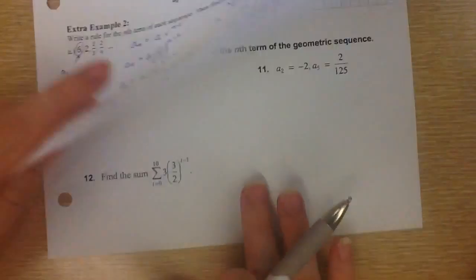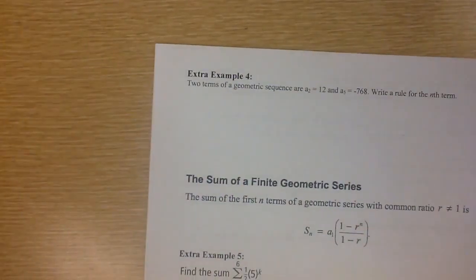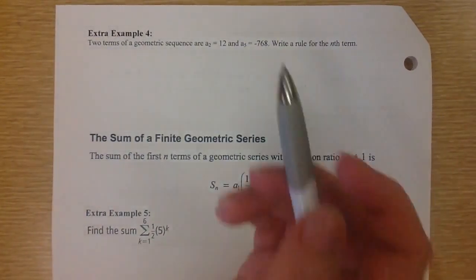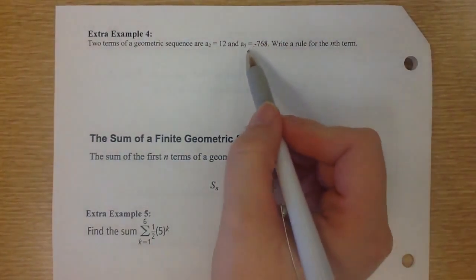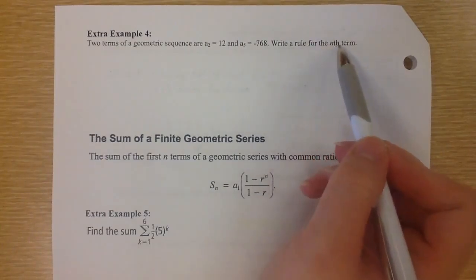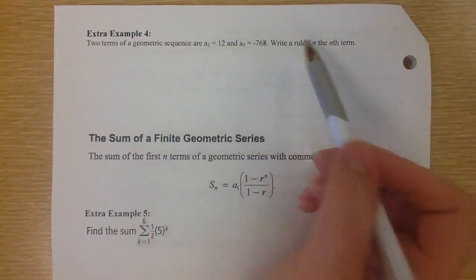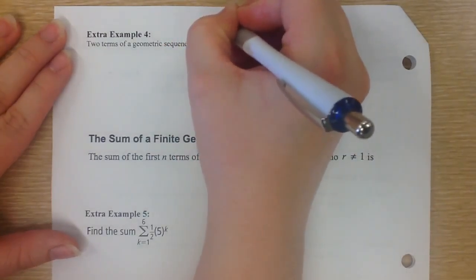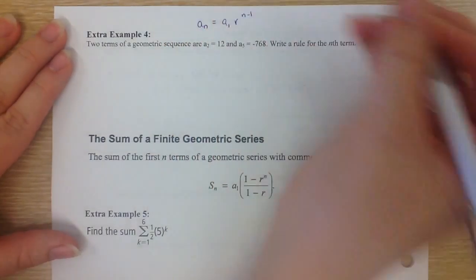Okay. Now, what if they don't even give you the ratio? Okay, so let's do one like that. Here they just give us 2 terms. We know our second term is 12. Our fifth term is negative 768. We want to write a rule for the nth term. So we don't even know our ratio. Okay, so again, our general rule is a sub 1 r to the n minus 1.